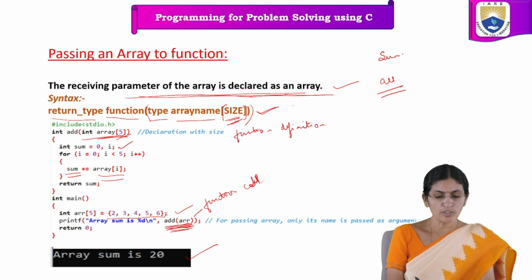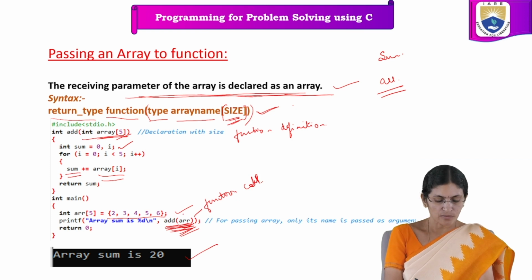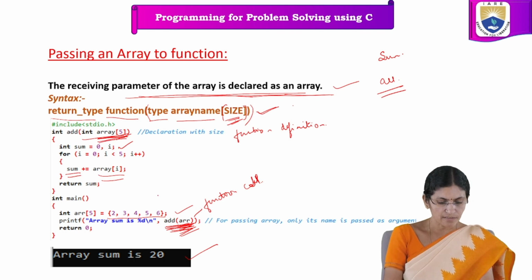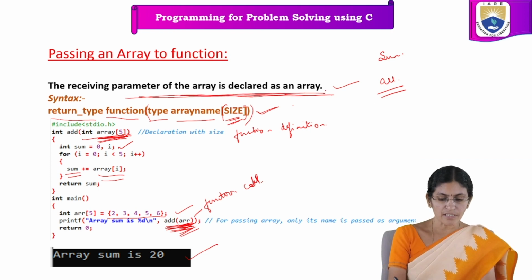So thus here, in order to pass the whole array as an argument, we are not passing the whole array, but we are passing the name of the array. This name of the array is nothing but the address of the first element of the array. That is received in the function definition by the array along with the size. And this array and this ARR are the same. So this is one method of passing an array to a function, where the receiving parameter of the array is declared as an array.